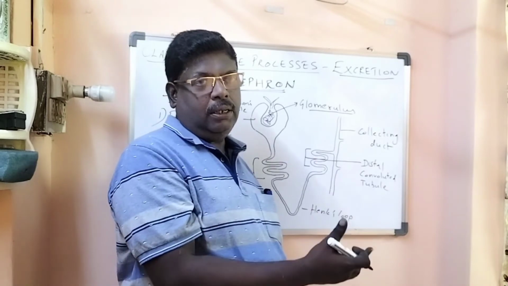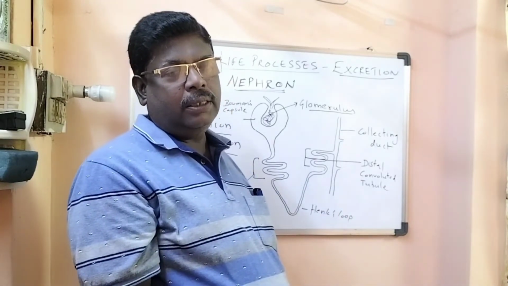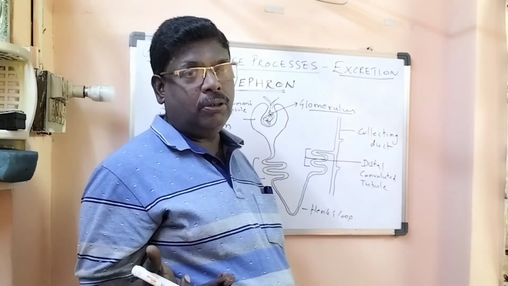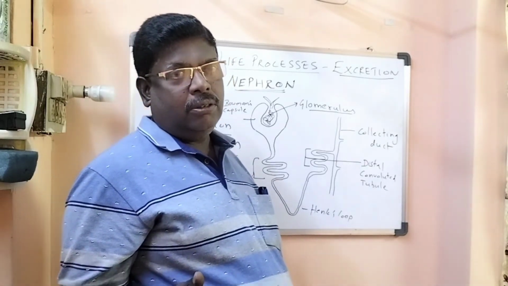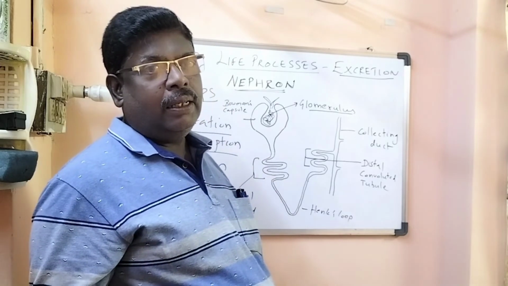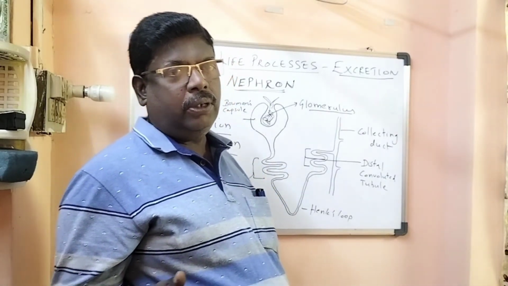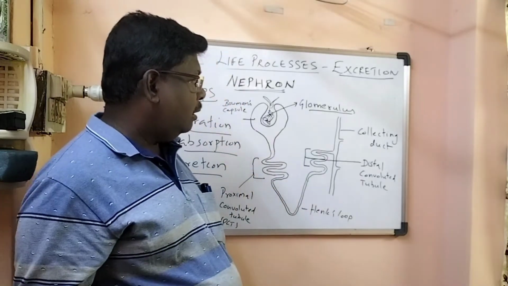Finally, the urine is secreted. That urine may contain about 95% water and 5% nitrogenous waste. In that waste there will be some unwanted ions also, excess potassium ions, calcium ions. All these things will be present.